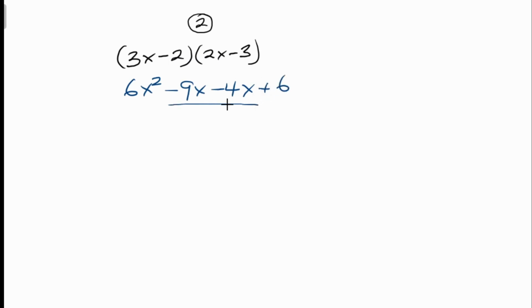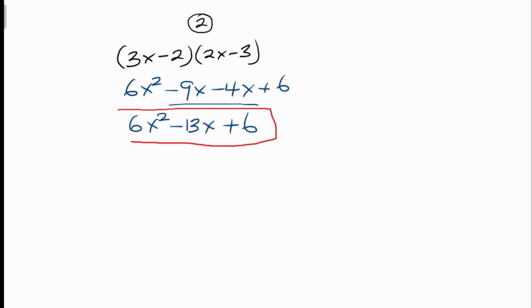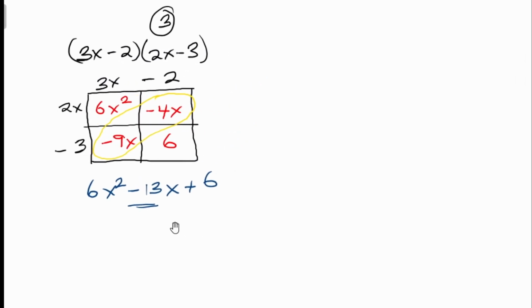Then these two are like terms, so we put them together, and that gives 6x squared, negative 9 minus 4 gives negative 13x, then plus 6. And this becomes the final answer for multiplying these two binomials. Now I would like you to pause the video and try the following by yourself.